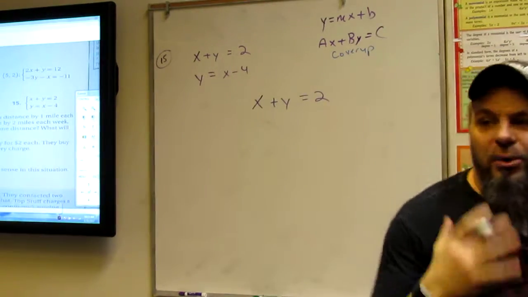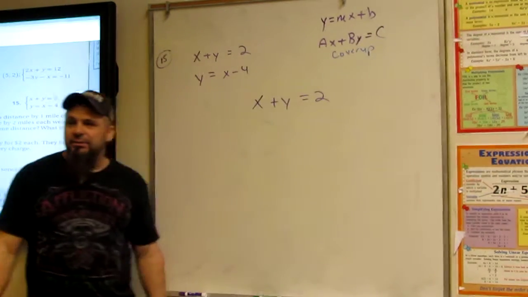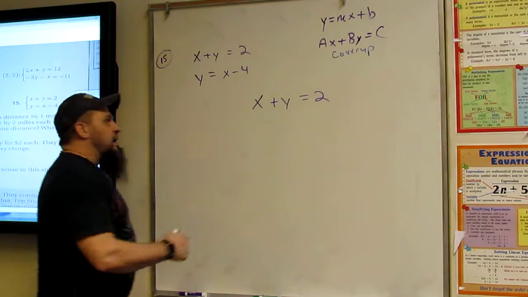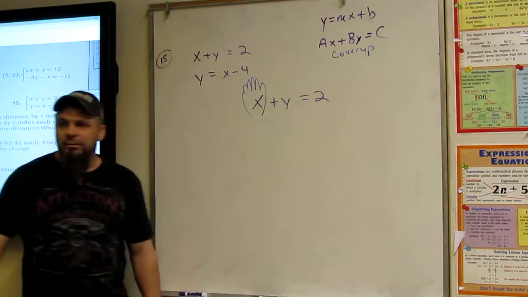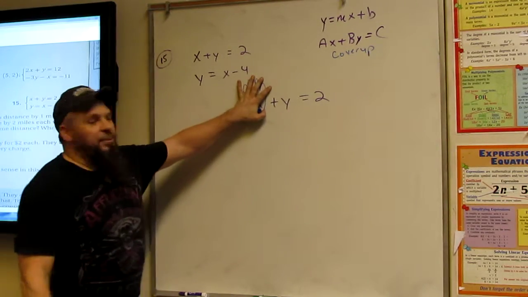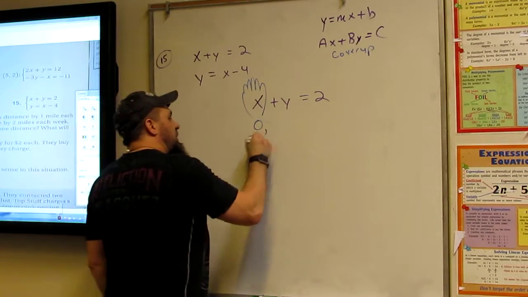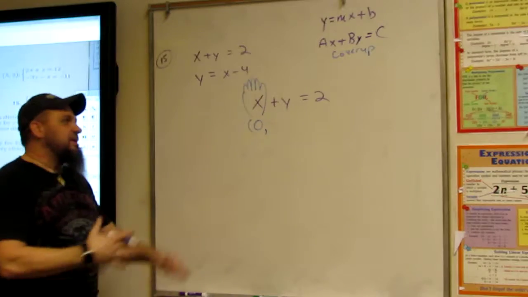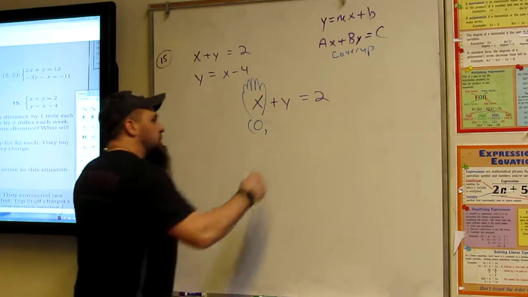Now, if you don't remember, this is chapter 4. You've got to learn it because you have to know it for this. So, the cover up method. All it means is I cover this up, like I have this hand. And when I cover it up, that means I put a 0 in for x. And when I put that 0 in for x, what is y? What's y equal? 2.